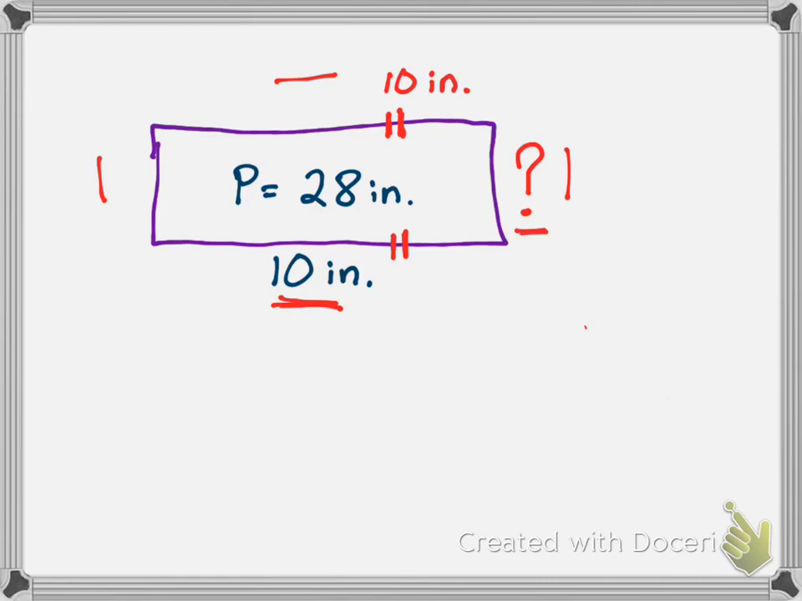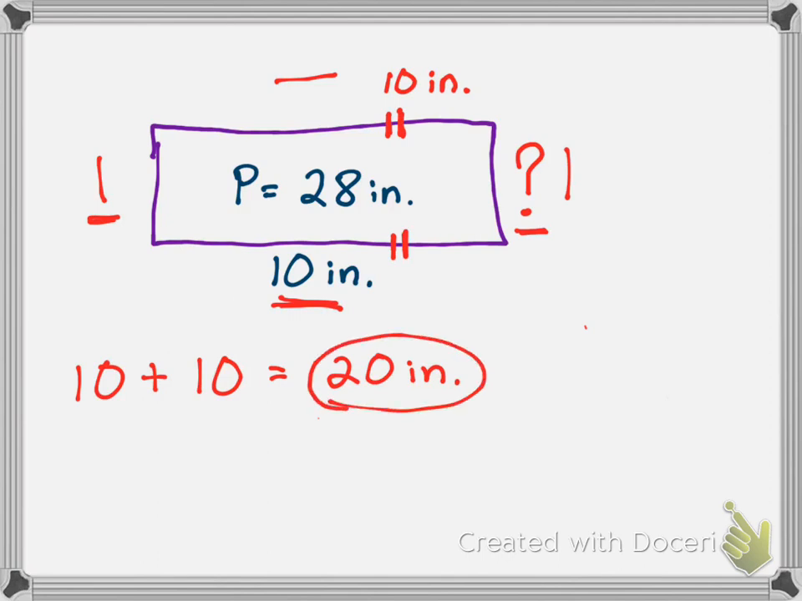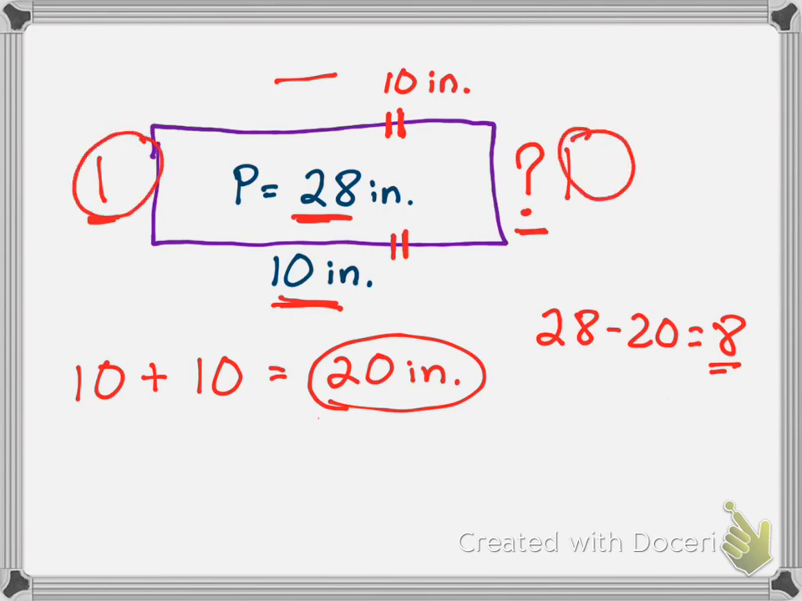But how do we figure out these two sides? Well, what we need to do is we need to add up the sides that we already know. 10 inches plus 10 inches is equal to 20 inches. So now we must take this amount away from the total. So we'll take 28 and subtract 20, and we're left with 8. All right, so now we're left with 8. So this side and this side have to both equal 8 together.